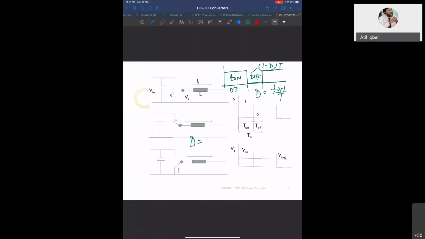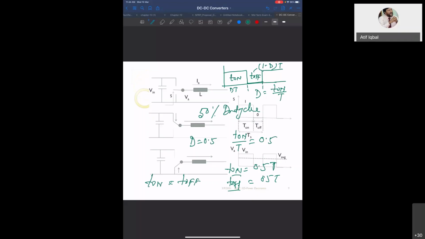Now when you have D equal to 0.5, then T on upon T is equal to 0.5. Then in that case, T on will be equal to half of the total period. So if T on is half, what will be T off? T off will also be half. This is called 50% duty cycle. So in the 50% duty cycle, on period and off period are equal. T on is equal to T off. So your switch is on for half the time and off for half the time. Then we say that duty ratio is 50%.